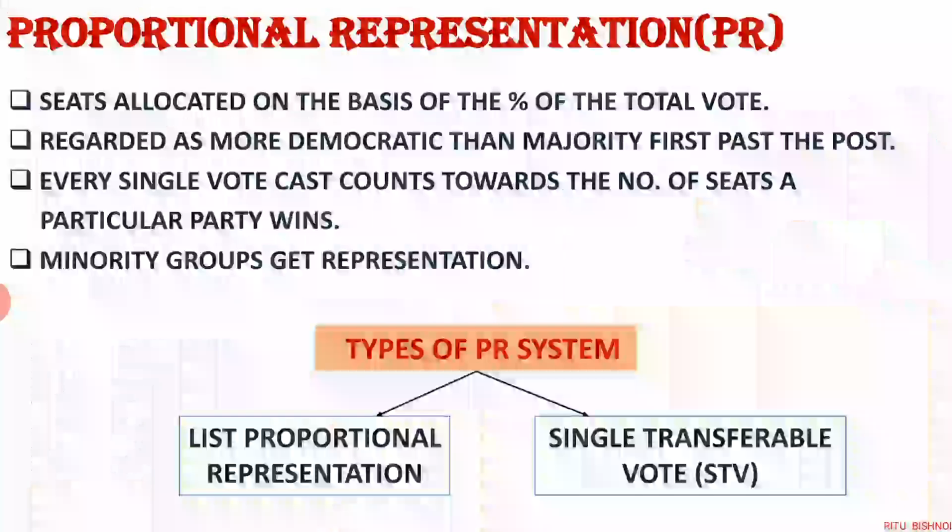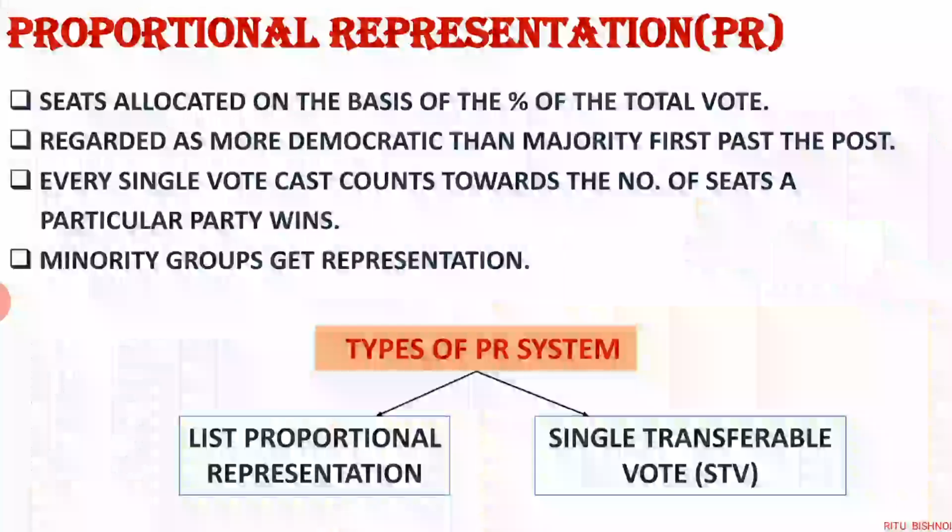Now, let us discuss another system of elections, that is proportional representation. This system tries to reduce the gap between a party's share of the vote and its share of the seats. In this system, if a party wins 40% of the votes, it would win approximately 40% of the seats. It is regarded as being more democratic than majority voting systems like first past the post system. This is because every single vote will count towards the number of seats a particular party ends up winning. Minority parties also get representation.